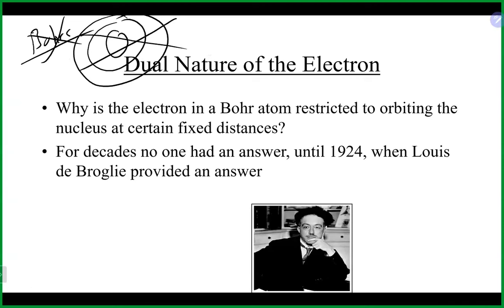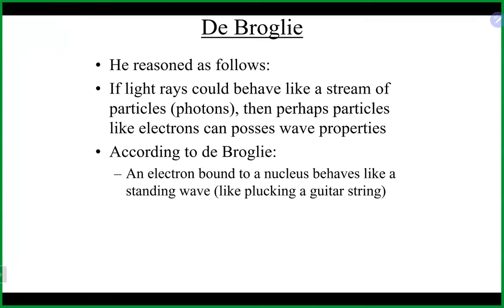One of the first things, one of the experiments that helped us think about moving away from it, was this idea of the dual nature of an electron. In Bohr's model, the electron was restricted to only certain orbits at fixed distances from the nucleus. So for a lot of decades, people really didn't have any answer for why it was behaving like a wave. And a guy by the name of de Broglie came up with this idea. And it actually was just an idea. He actually didn't do any experiments.